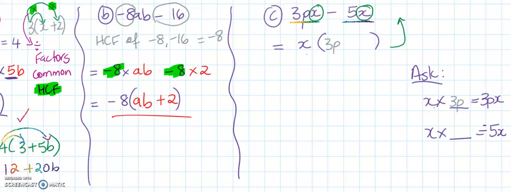Okay? And we know that x times -5, so therefore that is -5. So if we factorize that, I'll just rewrite it in the same color. We have 3p take away 5.